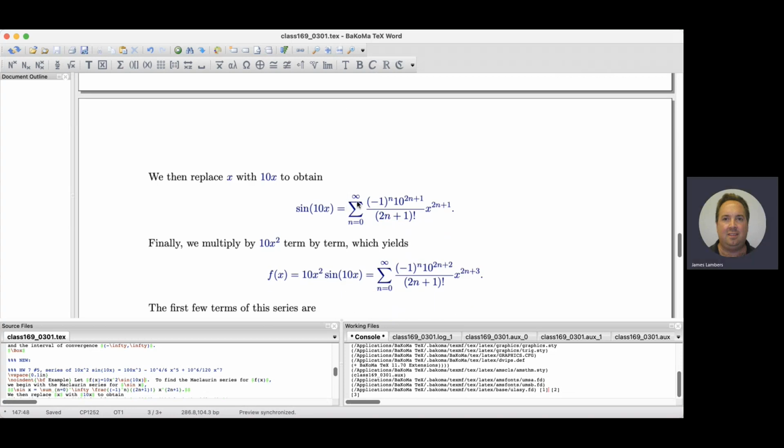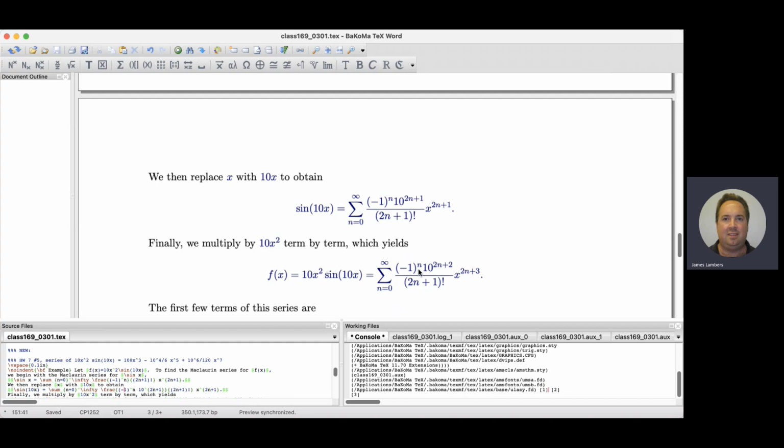And that's a series for sine 10x. So you can make that substitution. Now, if I multiply both sides of this by 10x squared, on the left side, I have a function I want. I have my original f of x.